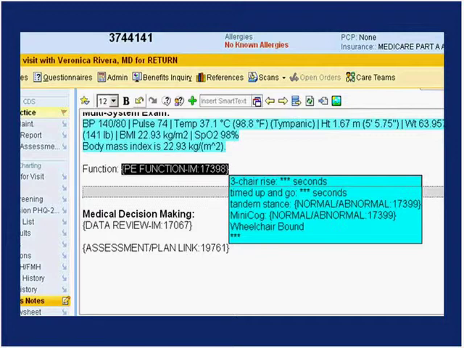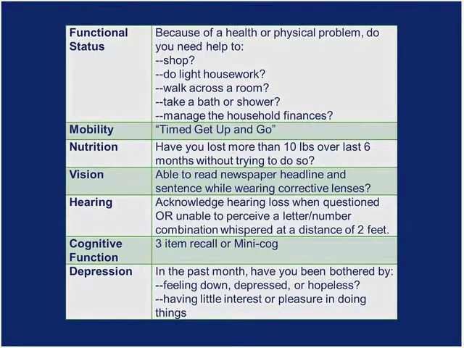As well as once you get a positive screen, what to do with that. You can sometimes have templates or smart sets to help providers make the appropriate referrals.